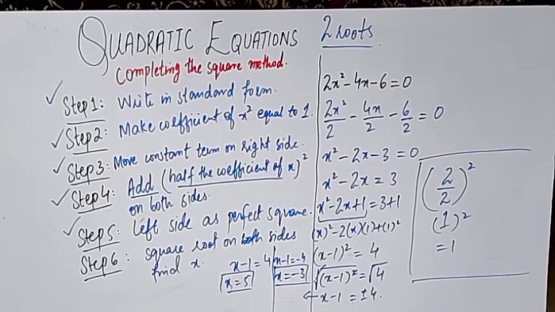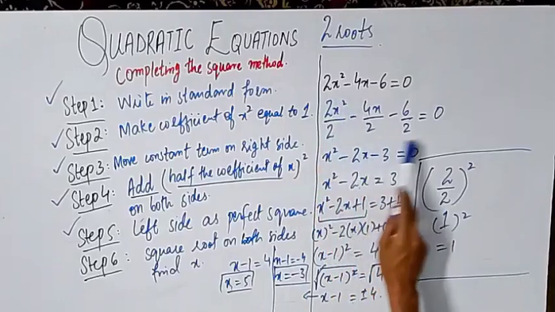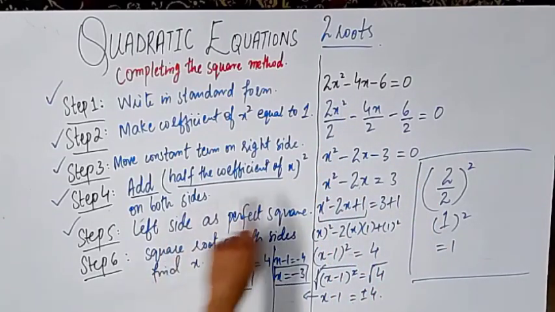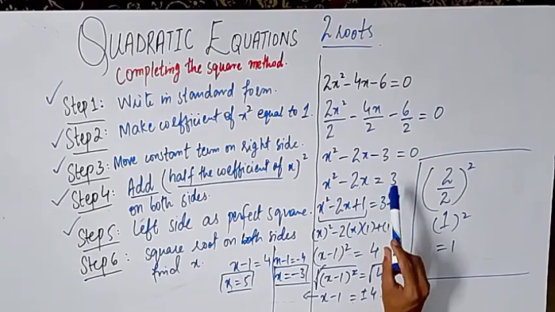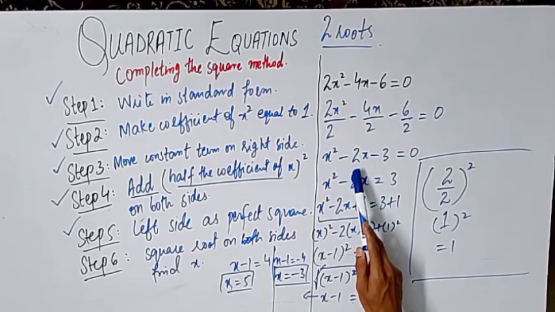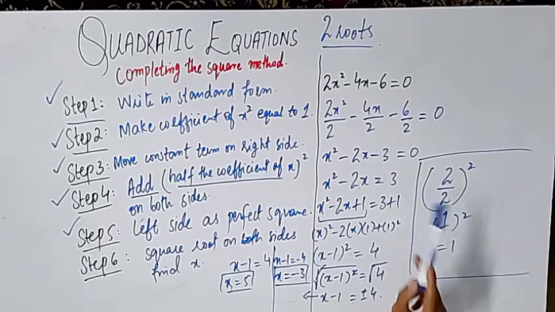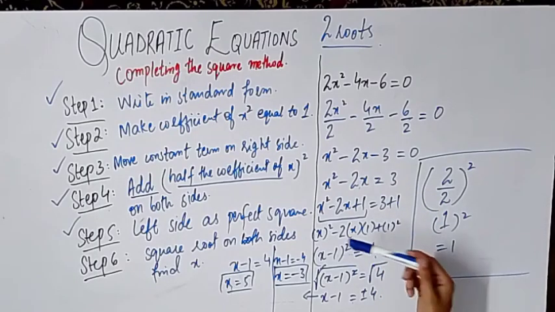First of all, our equation should be in the standard form: ax square plus bx plus c equals to 0. Signs could be different, but the form should remain the same. And then the coefficient of x square should be equal to 1. That's what we have done. Then move the constant to the right side. We have done that. Then add half of the coefficient of x on both sides. You can see over here, the coefficient of x is 2 and its half is 1 and its square is also 1, so we will add 1 on both sides.